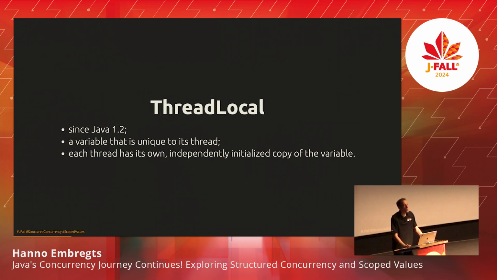And then I also want to talk a bit about thread locals. Thread locals have been in the Java language since Java 1.2, and a thread local is a very unique way of creating a variable that is unique to its own thread. That means that if you create a thread local variable, there will be an independently initialized copy of the variable for each thread that comes across that code.